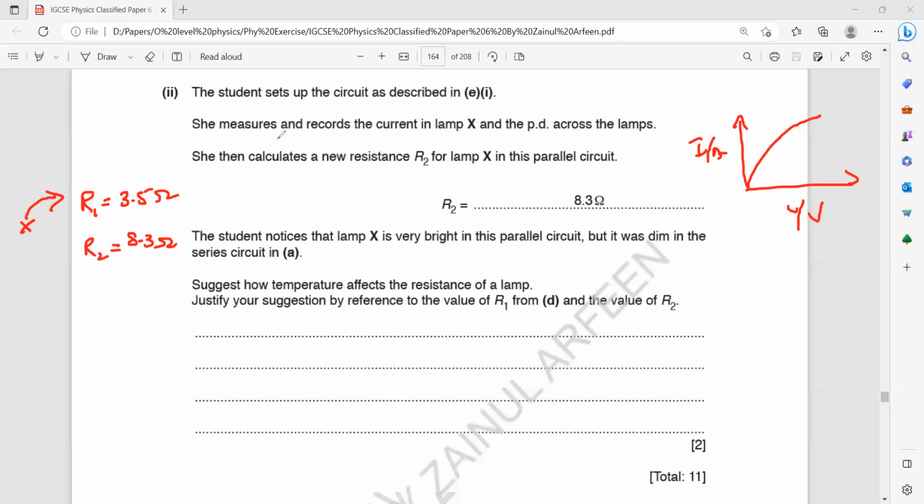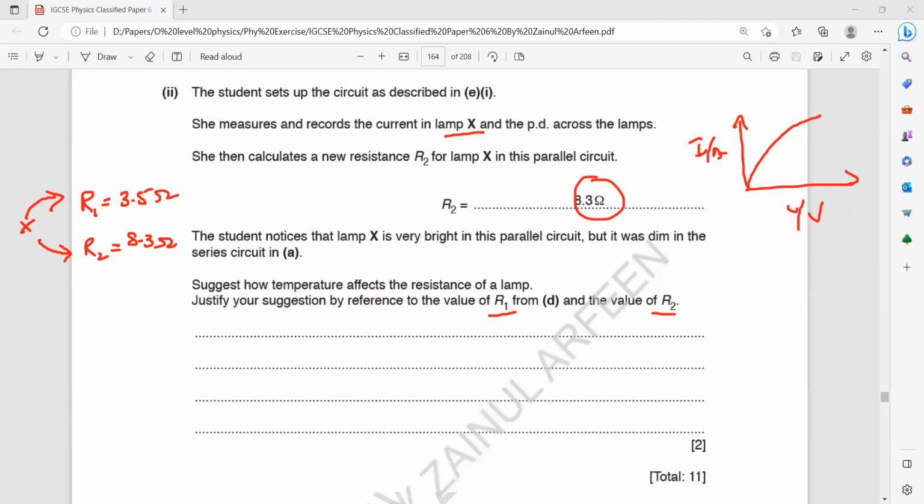So now what happened? She measured the resistance of lamp X in the first circuit, and it was 3.5. But in the next circuit, when she connected it in parallel and the lamp was already in use, the lamp became hot, the resistance of the lamp increased and the new resistance is 8.3. The question is how the temperature affects the resistance of a lamp, and to justify your suggestion by reference to the values of R1 and R2.